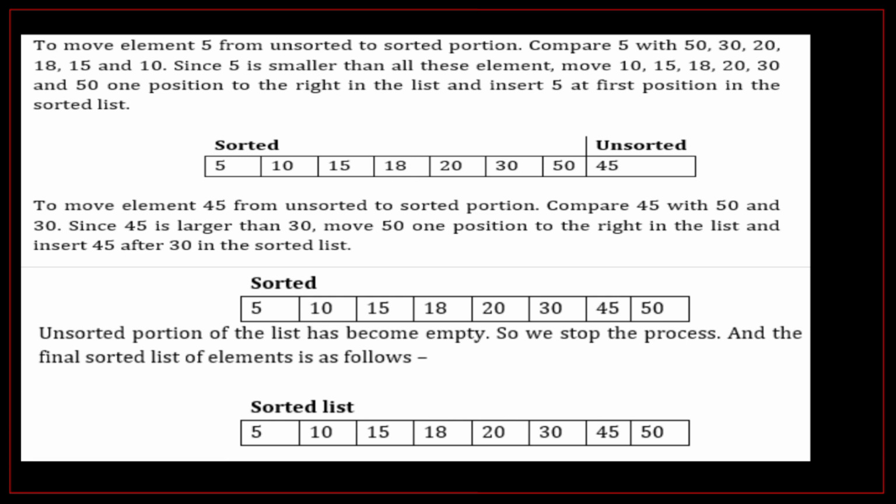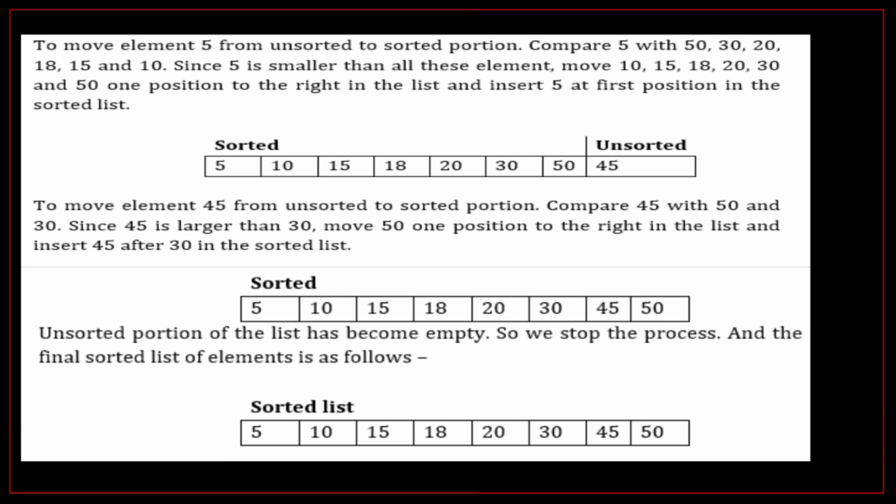To move element 45 from unsorted to sorted portion, compare 45 with 50 and 30. Since 45 is larger than 30, move 50 one position to the right in the list and insert 45 after 30 in the sorted list. So the sorted list is 5, 10, 15, 18, 20, 30, 45 and 50.